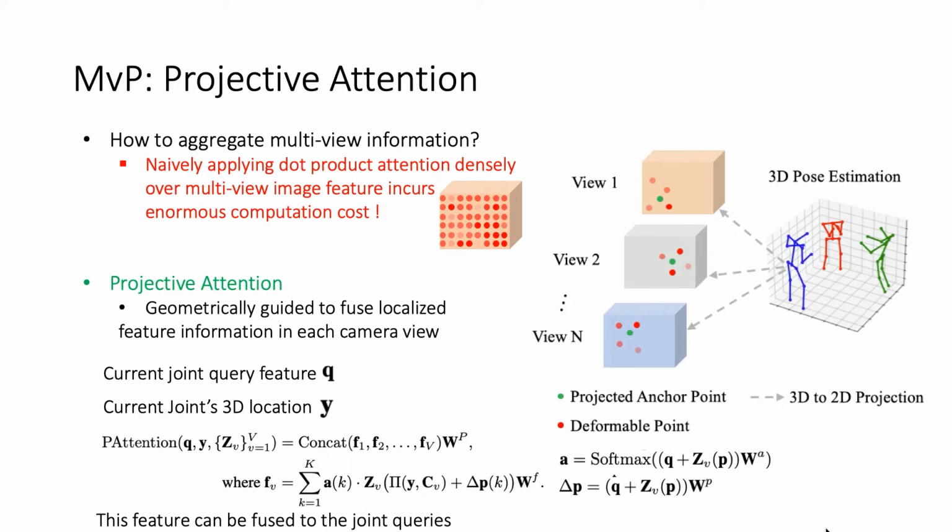So given the current joint query feature and the current prediction of the 3D joint location, the projective attention first projects the 3D location onto each camera view and gathers the localized context information with a deformable operation. Formally, the 3D location is projected onto the camera view with the corresponding camera parameters, and then a learnable offset is added to this projected location. The features at the offset location are aggregated with an attention weight to get a feature information vector. The features are aggregated over different camera views to get the final projective attention result.